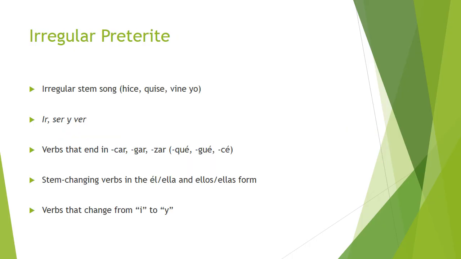Of irregular verbs in the preterite tense, there are lots of different categories that they fall under. The most common irregular preterite verbs are in the irregular stem song. You know, the one that goes hice, quise, vine, yo. We also have ir, ser, and ver that are all irregular. There are also verbs that end in car, gar, and zar that change to qué, gué, and cé in the yo form. We also have stem-changing verbs in the él, ella, and ellos, ellas form, and verbs that change from I to Y. I strongly recommend watching the irregular preterite video one more time before you take the exam.